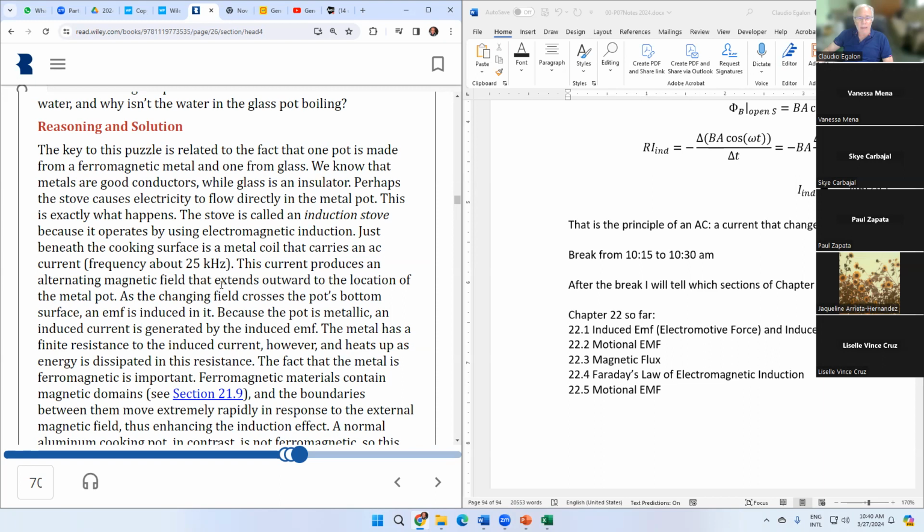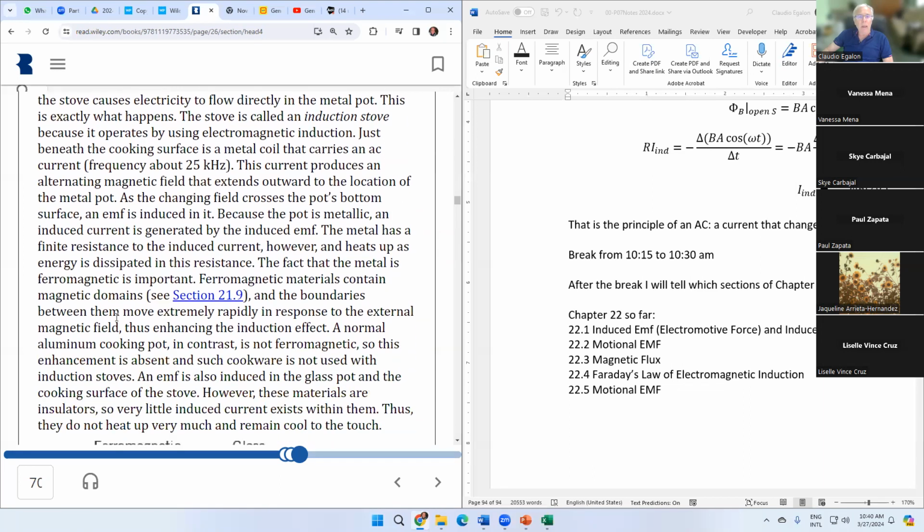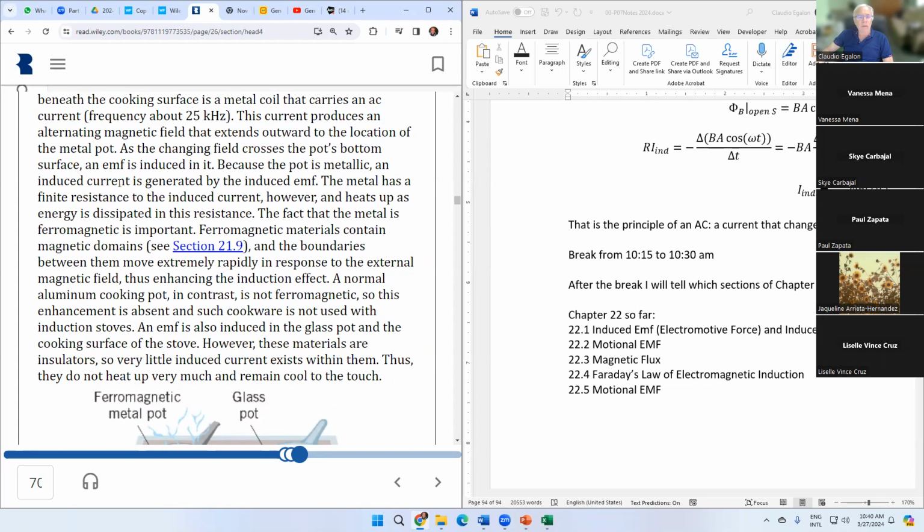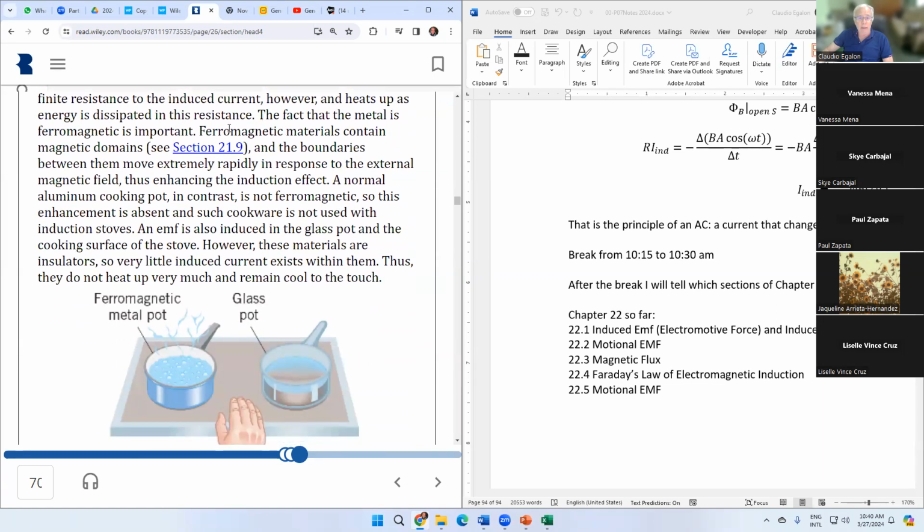This current produces an alternating magnetic field that extends outward to the location of the metal pot. As the changing field crosses the pot's bottom surface, an EMF is induced. Because the pot is metallic, an induced current is generated. The metal has a finite resistance and heats up as energy is dissipated in this resistance. The fact that the metal is ferromagnetic is important. So what's the importance of ferromagnetic materials? It contains magnetic domains, and the boundaries between them move extremely rapidly in response to the external magnetic field, thus enhancing the induction effect. A normal aluminum cooking pot, in contrast, is not ferromagnetic, so this enhancement is absent, and such cookware is not used with the induction stove.